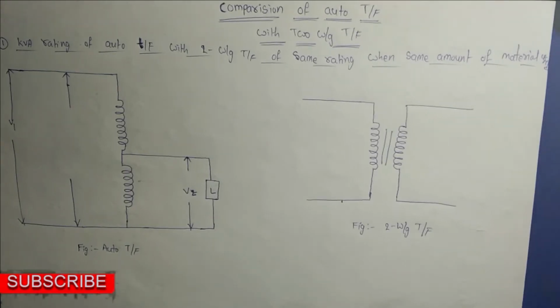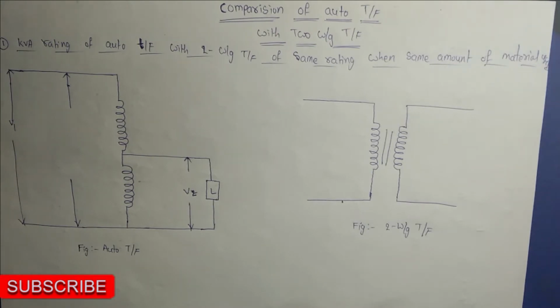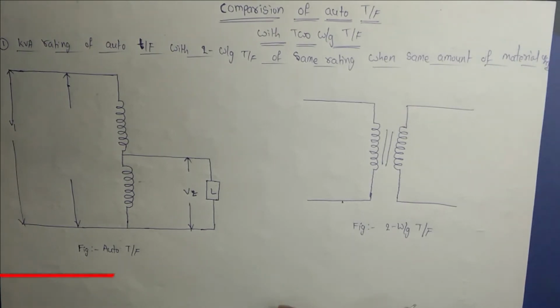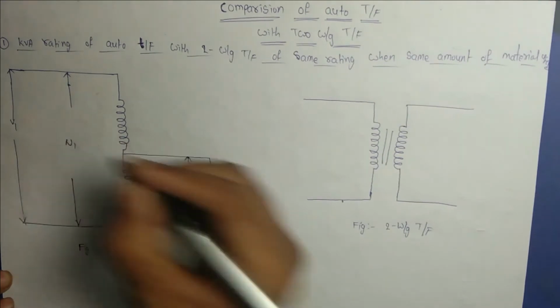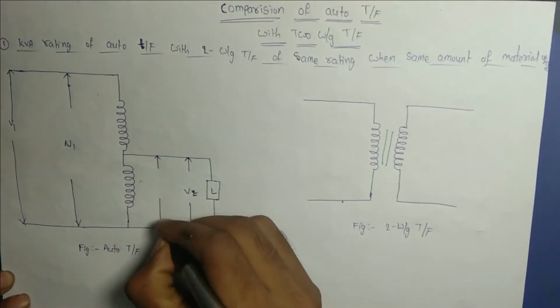So today our topic is comparison of auto transformer with two winding transformer. In this, first one is kVA rating of auto transformer with two winding transformer of same rating when same amount of material is used. The total number of turns on primary side of our transformer is N1. The total number of turns on secondary of our transformer is N2.